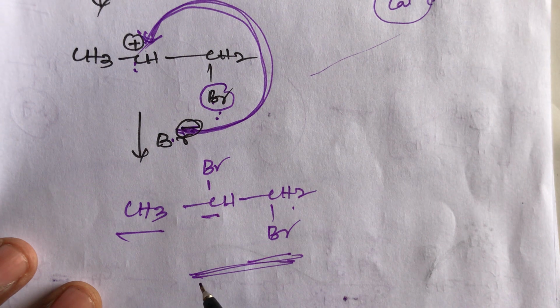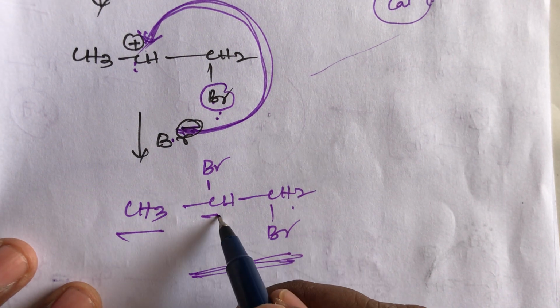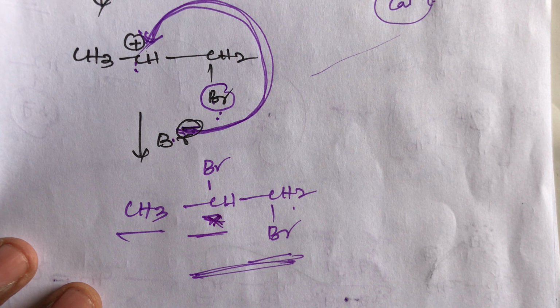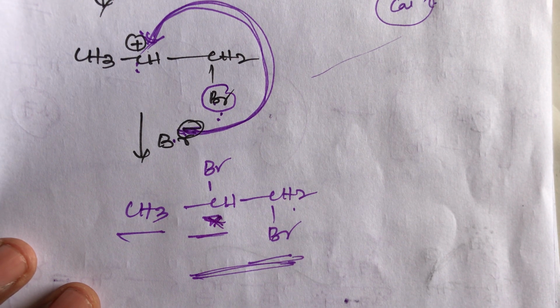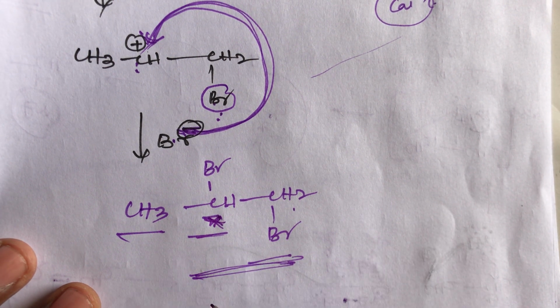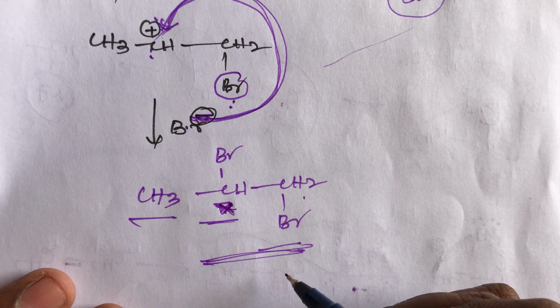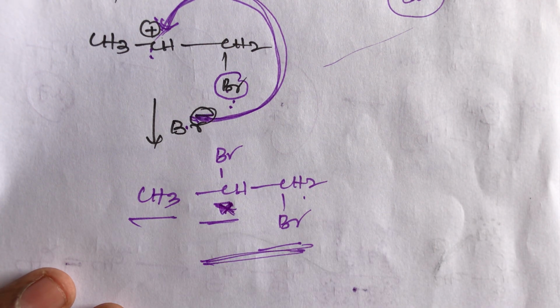That is 1,2-dibromopropane, and it has a chiral carbon. So this compound will form dextro and levo compounds, and a racemic mixture is also possible. This is the simple reaction.